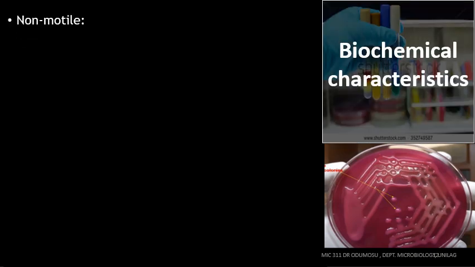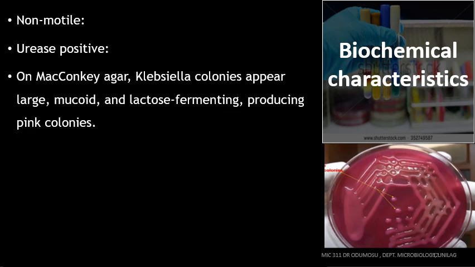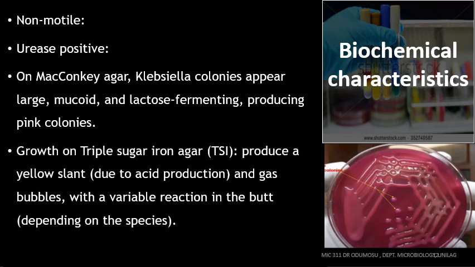The biochemical characteristics: they are non-motile and urease positive. On MacConkey agar, Klebsiella colonies appear as large, mucoid, lactose-fermenting pink colonies. They have a mucoid colony as seen in this picture, and on triple sugar iron agar, they produce a yellow slant and gas bubbles. They are also VP positive. Now, these biochemical characteristics are peculiar to Klebsiella.